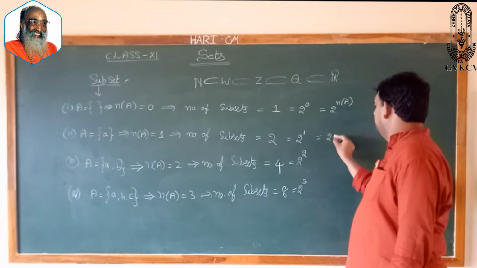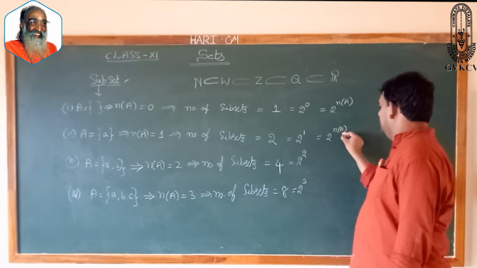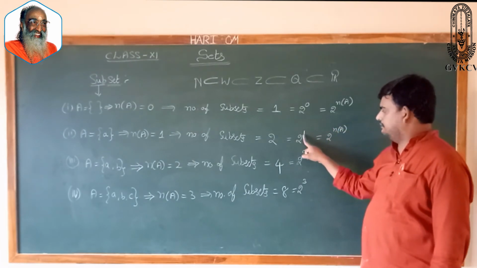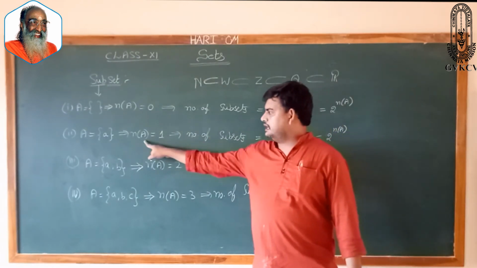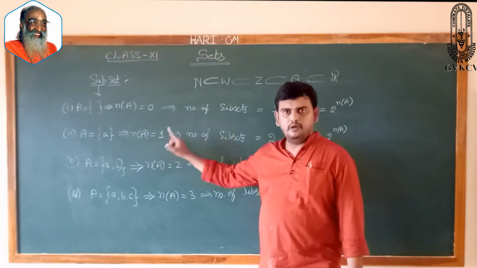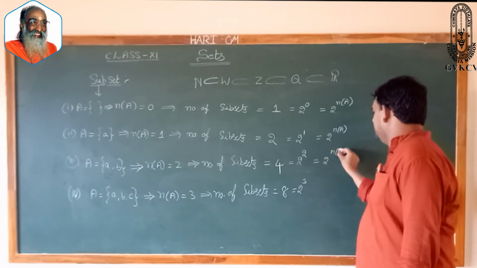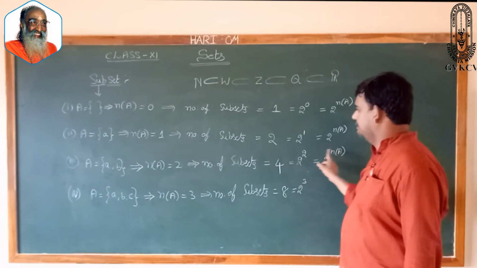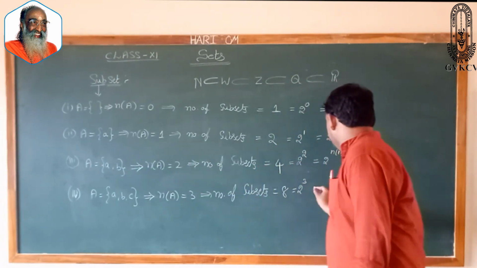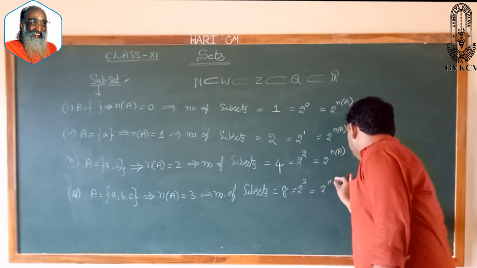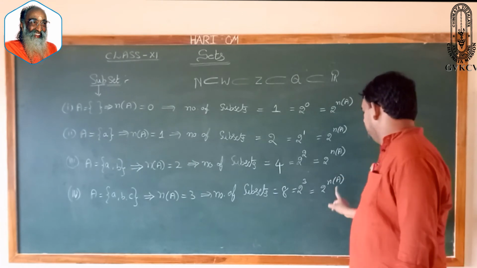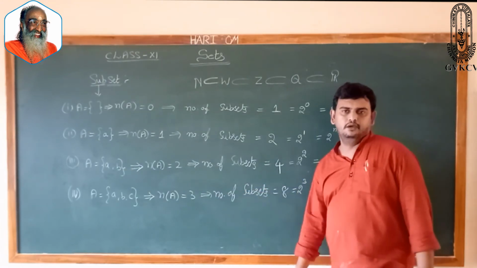Again here we have a formula 2 power n of A. N of A means number of elements in A. How many elements do we have? Only one element. 2 square. Here what we have? 2 power n of A, the number of elements in set A.